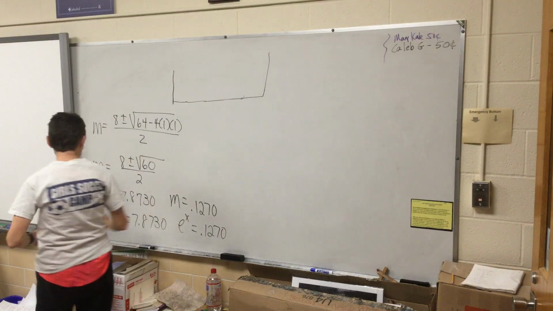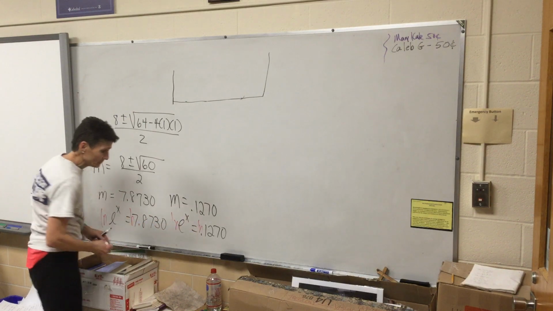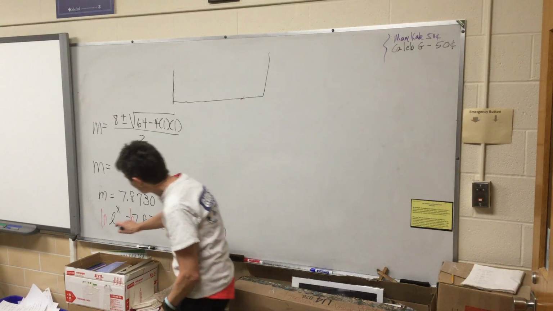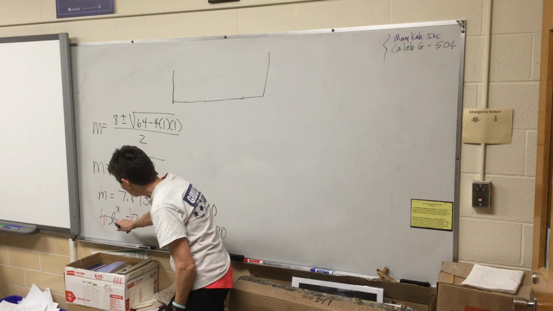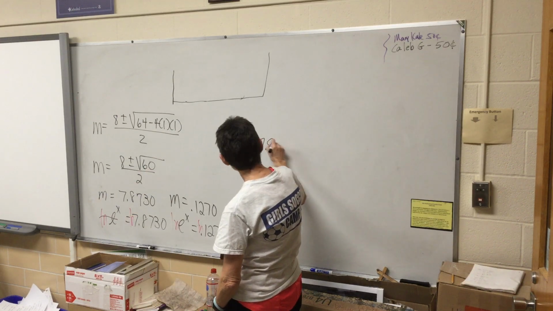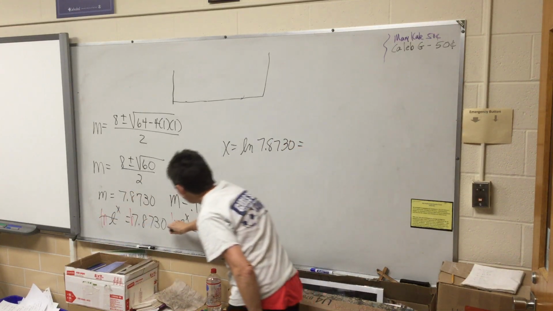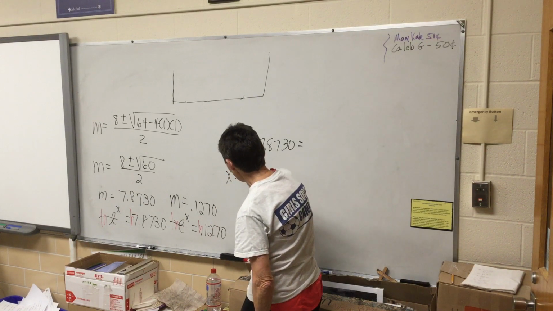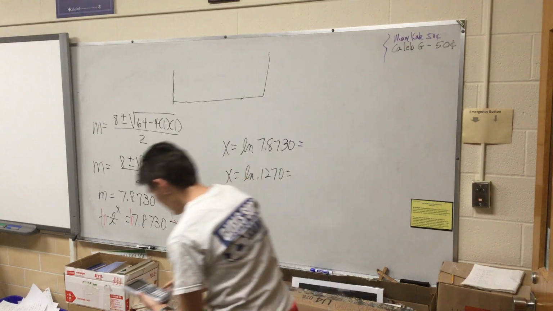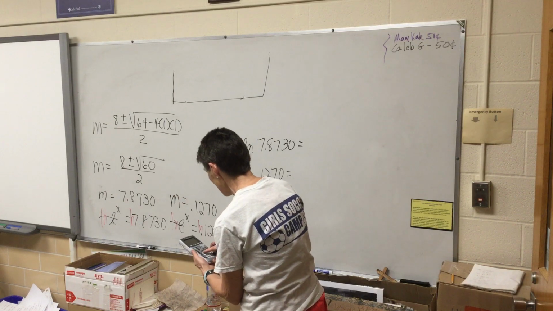Now again, the best part about math is there's always more than one way to do the problem. So you are free to log if you want. But I wouldn't, because remember, if you ln e, your x is just going to be whatever ln 7.8730 is, because this part cancels. And the same thing here. This x is going to be whatever ln 0.1270 is. Does that make sense to everybody? It's a cool thing about using ln when you've got e's in your problem.